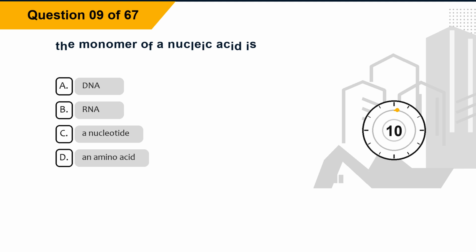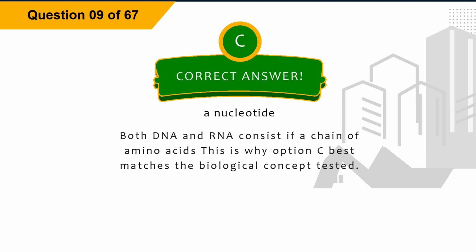Question 9. The monomer of a nucleic acid is? Option A, DNA. Option B, RNA. Option C, a nucleotide. Option D, an amino acid. The correct answer is option C, a nucleotide. Explanation. Both DNA and RNA consist of a chain of nucleotides. This is why option C best matches the biological concept tested.